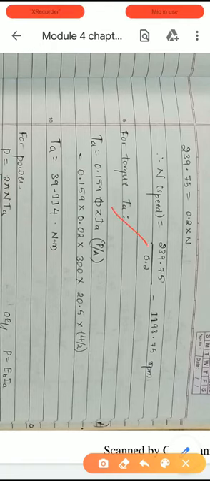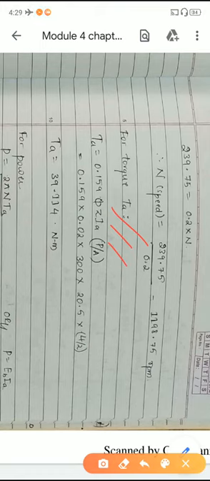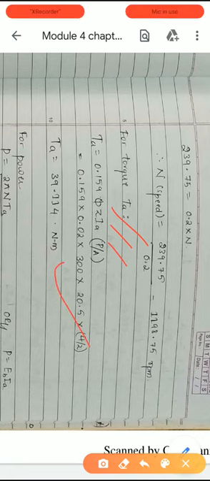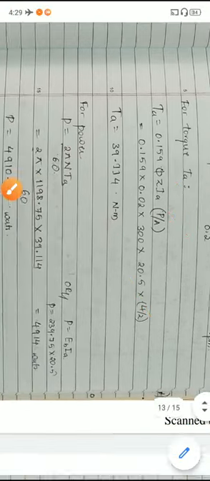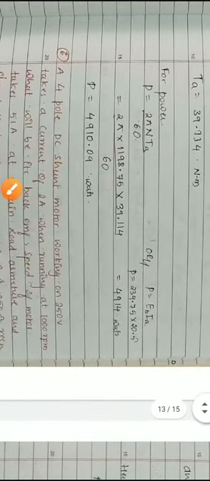0.159, phi Z IA P by A. We know the value of phi Z IA P and A. Substitute all the values, you will get torque is equals to 39.114 Newton meter. Next, in order to calculate power, we know the equation for power.